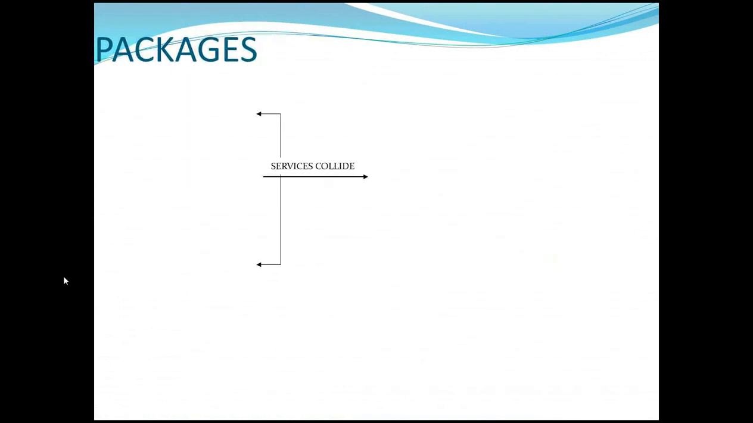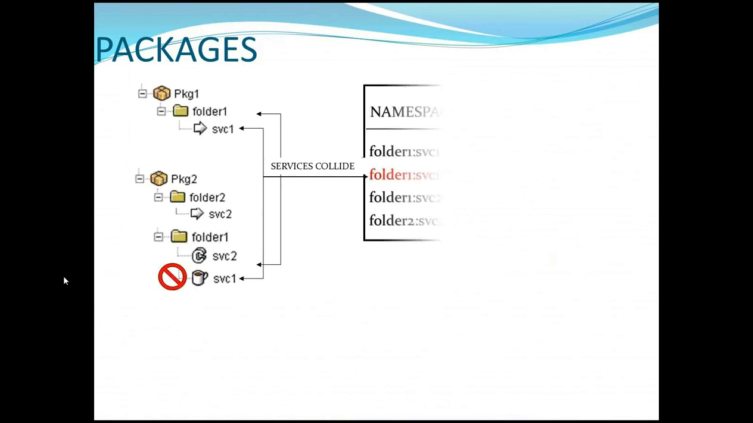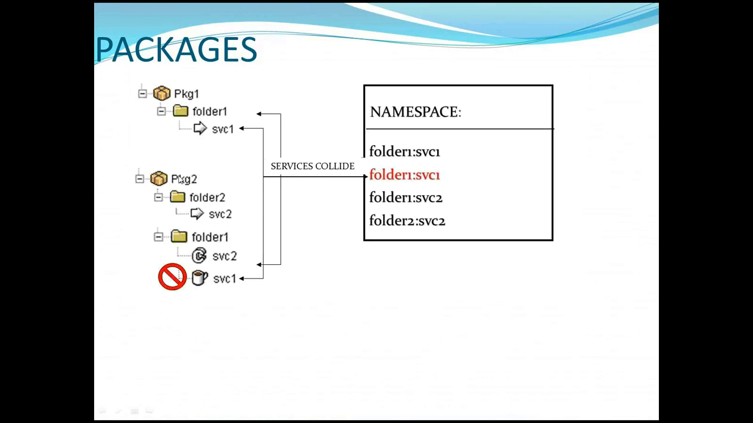Okay, so the service collide, what we have seen till now. If you see, there is a package 1 and package 2. Inside package 1, I created folder 1 and then service 1. So this is one package. And in my package 2, I created folder 2, folder 1 again. And then I want to write a Java service with service 2 and service 1. But it won't allow me to create service 1 because folder 1.service1 already exists in package 1. Even though it's a separate package, our namespace always starts from the main folder. My main folder is folder 1. Folder 1.service1, it won't go in package 2.